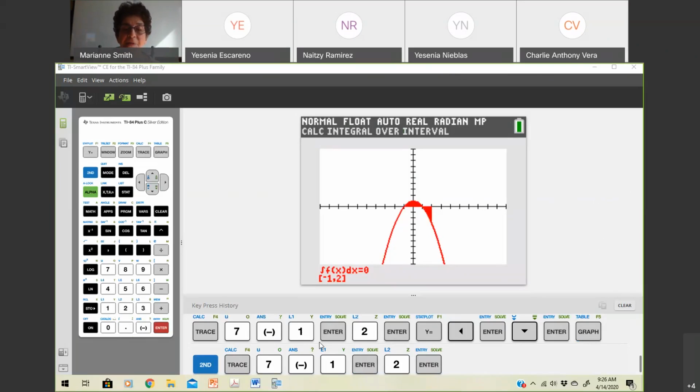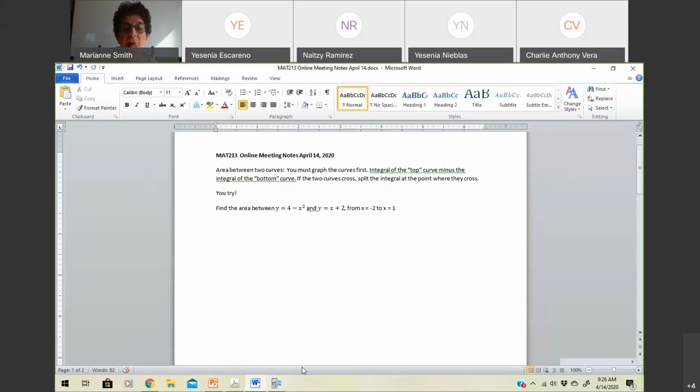All right. So let's see if you can try it. So I'm going to bring up a Try. Okay, so I have this over here. Area between curves. You must graph the curves first. The integral of the top curve minus the integral of the bottom curve. So I'll say it's the integral of the top curve minus the integral of the bottom. If the two curves cross, you have to split where they cross. We didn't get to that yet.